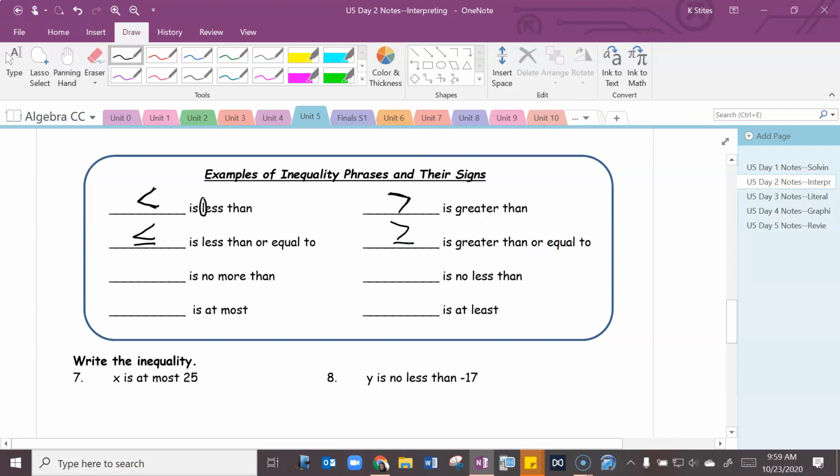Now, these next four are a little trickier. Is no more than. Okay, so for example, if I say you can have no more than 2 cookies after dinner, what I'm telling you is you could have 2 cookies or less. No more than means 2 cookies or less, which means this is really just a less than or equal to. So less than or equal to.